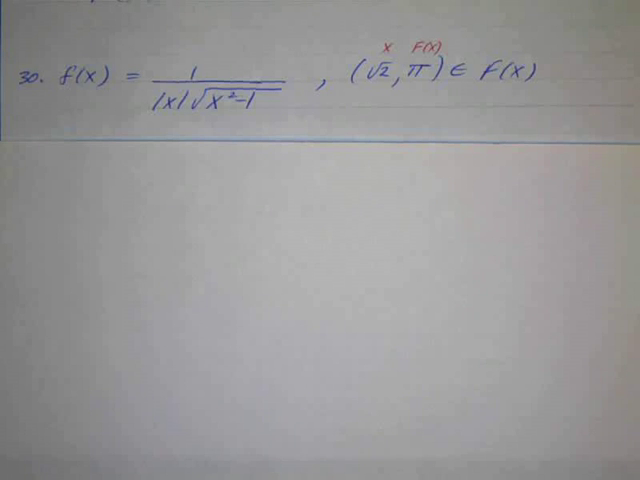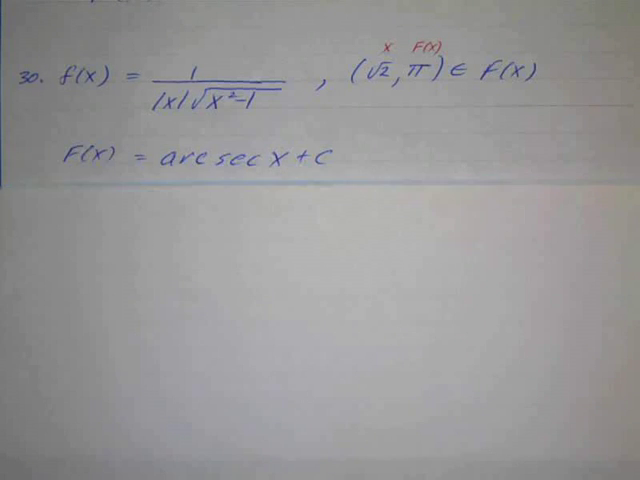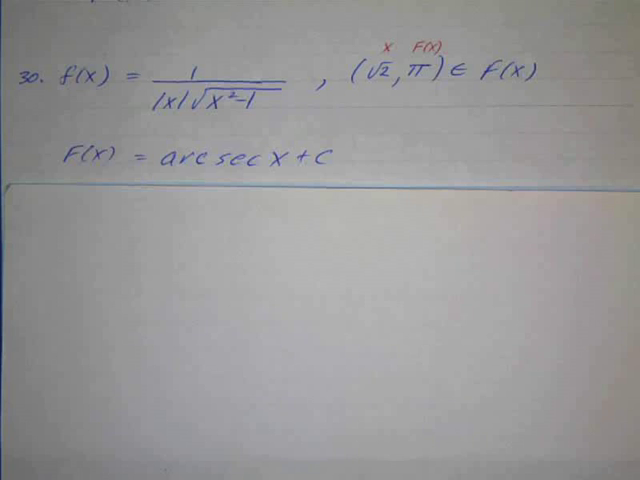Okay, here's some more problems from the antiderivative worksheet, and this is number 30. We're looking for the antiderivative of f of x, or capital F of x, and f of x equals 1 over the absolute value of x times the square root of x squared minus 1. This looks like the antiderivative of what? What do we take the derivative of to find this? Well, it looks like it's the arc secant.